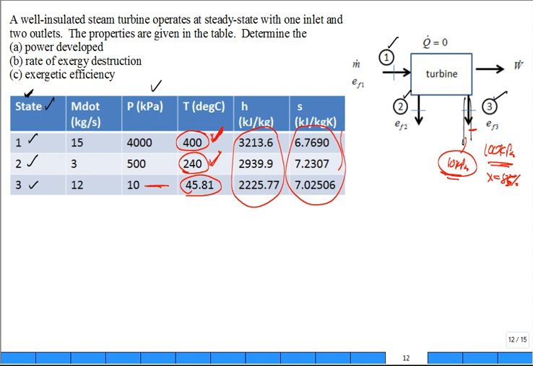Okay. Now that we understand the information given, we try to answer these questions. Part A, what is the power developed? How am I going to solve for the power developed? I'm going to pause and I want you to write down the equation to calculate part A. Then if you get that one, move to part B. What's the rate of exergy destruction? And then part C, what's the exergetic efficiency for this turbine?